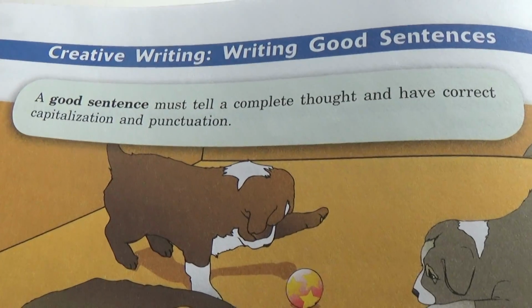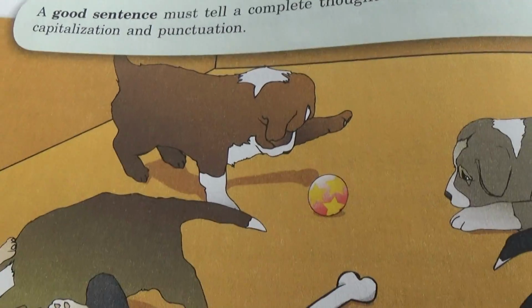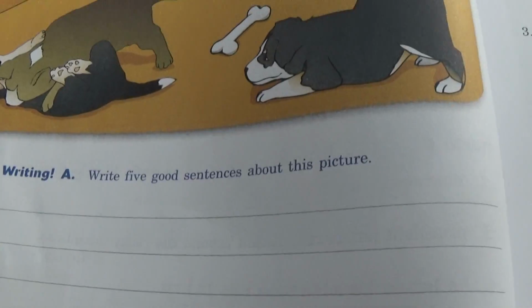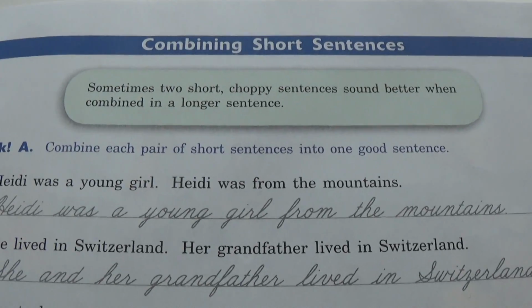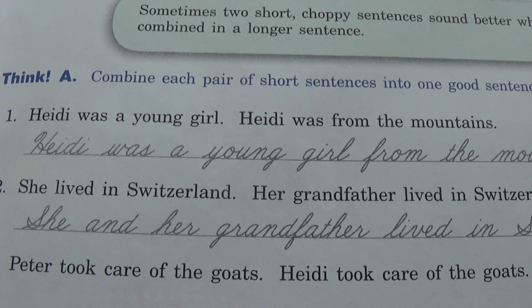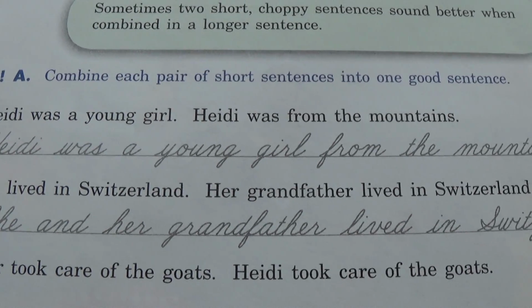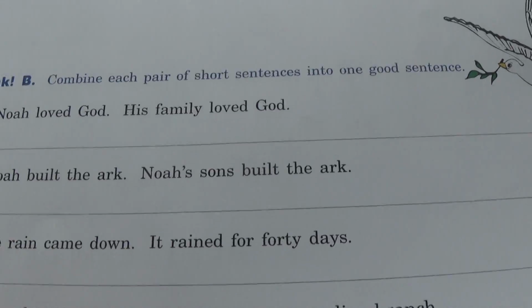Writing good sentences. A good sentence must tell a complete thought and have correct capitalization and punctuation. So she had to write 5 good sentences about this picture here. Then we did combining short sentences. So something like Heidi was a young girl, Heidi was from the mountains. You can put them together to say Heidi was a young girl from the mountains. So we did a practice on some of that kind of writing.